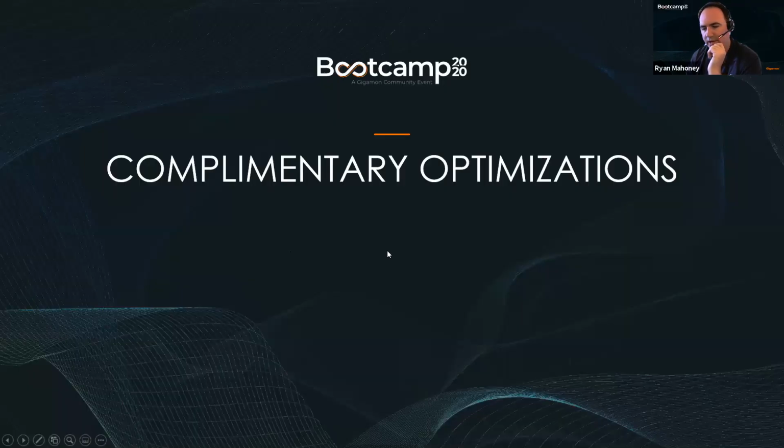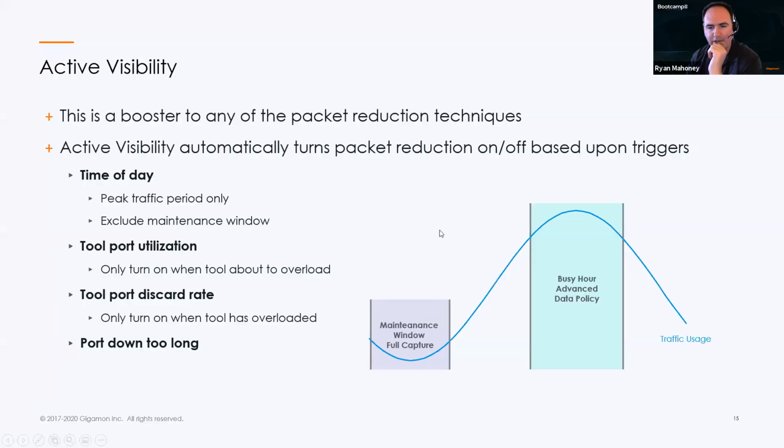Okay, so those are the packet reductions. There are a few complementary optimizations that I want to talk about here. This first one is something we call active visibility. It's a technology we've had for a while. By itself, it doesn't reduce anything. This is more of something that you would use in conjunction with one of the other packet reduction techniques. As it says here, it's a booster.